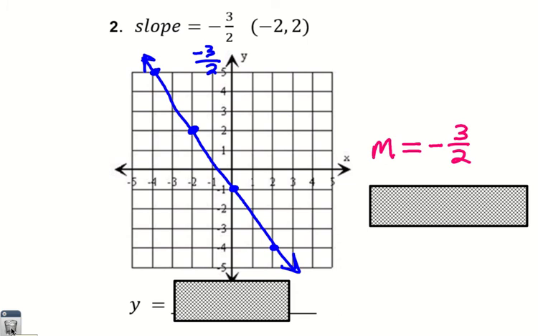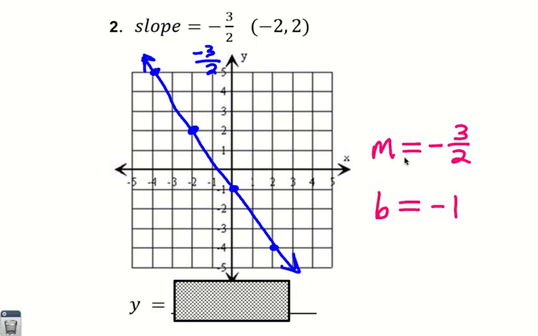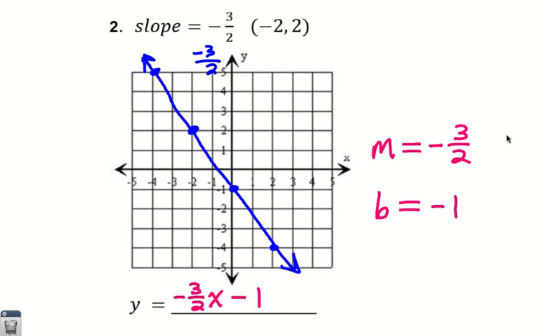Can we see our b value just by looking at this line? Remember, b is the y-intercept. So where does my line intercept the y-axis? Well, right here, of course, at -1. So knowing that my m value is -3/2 and my b value is -1, I can just toss those into my slope-intercept form and have myself an equation.